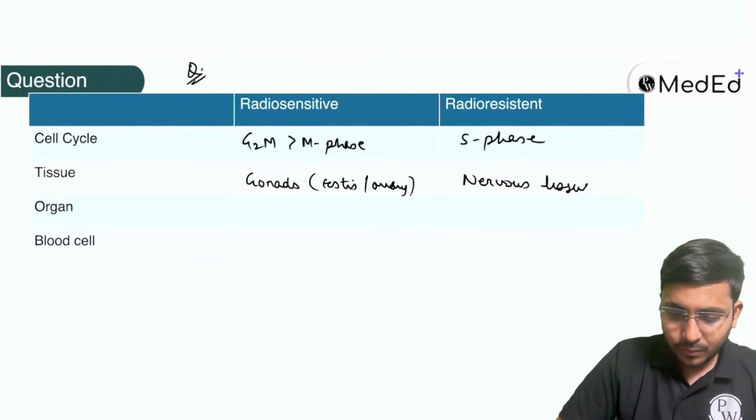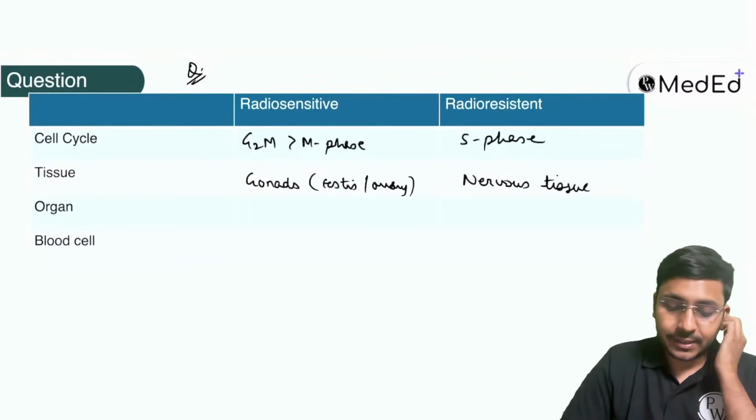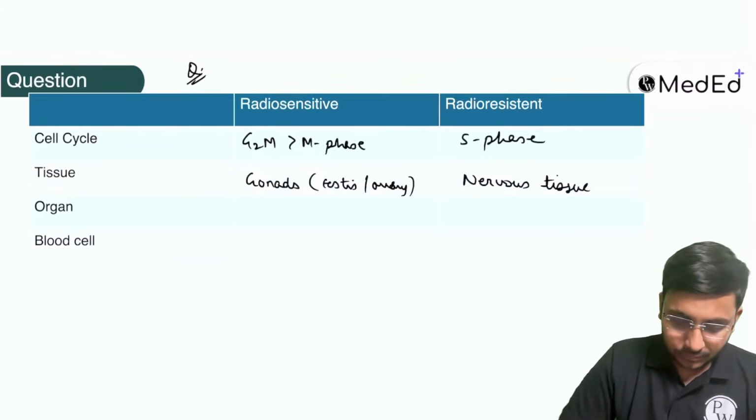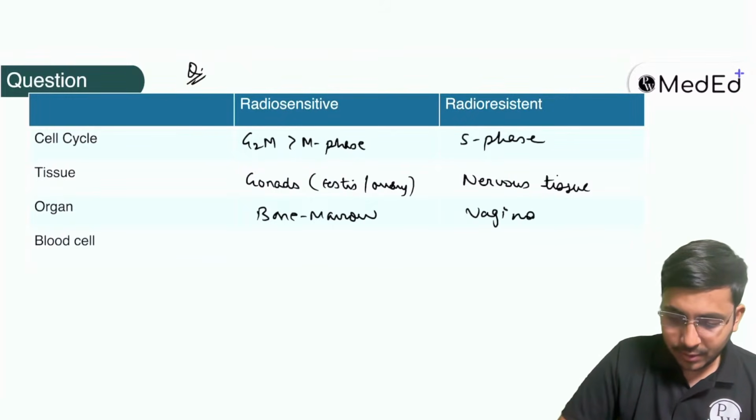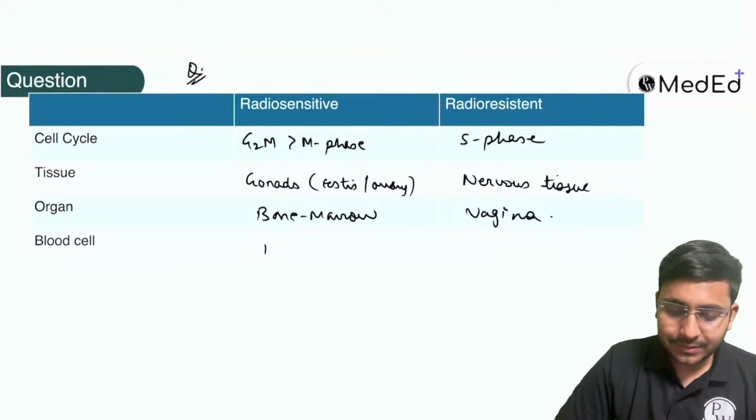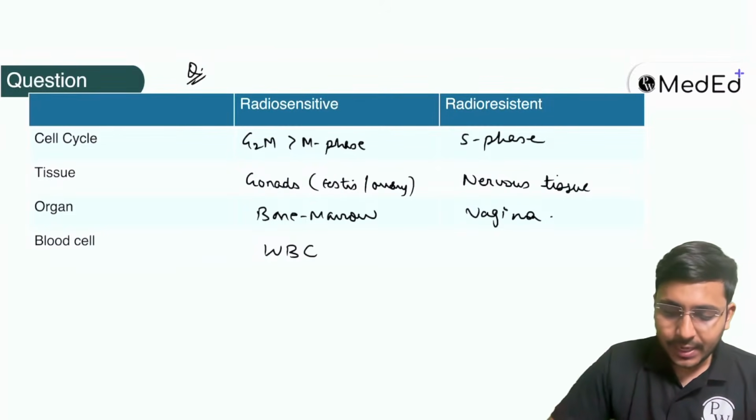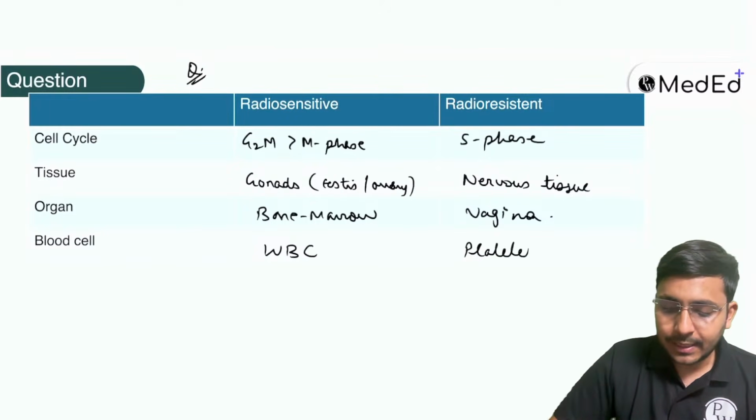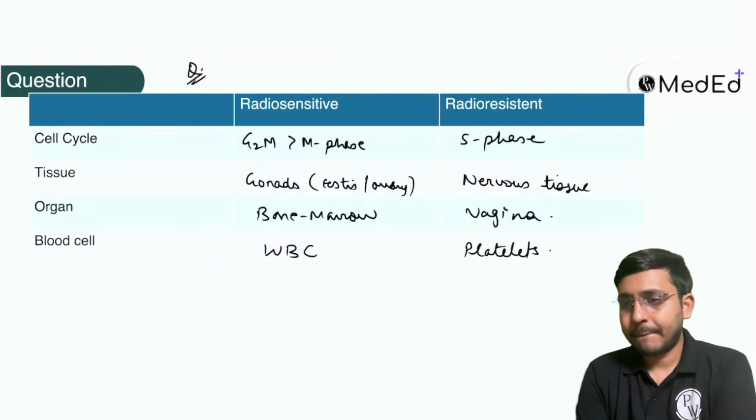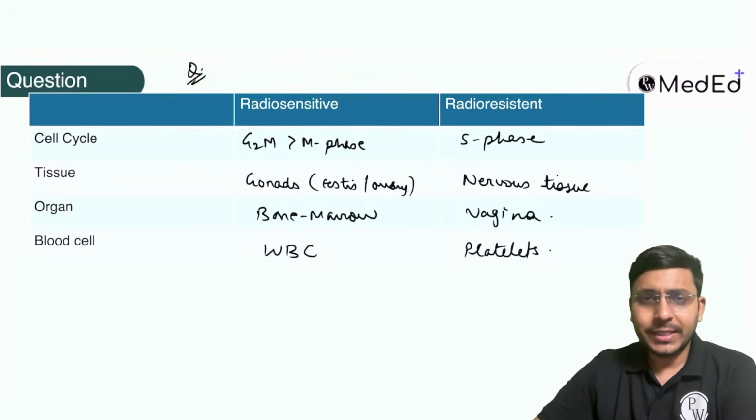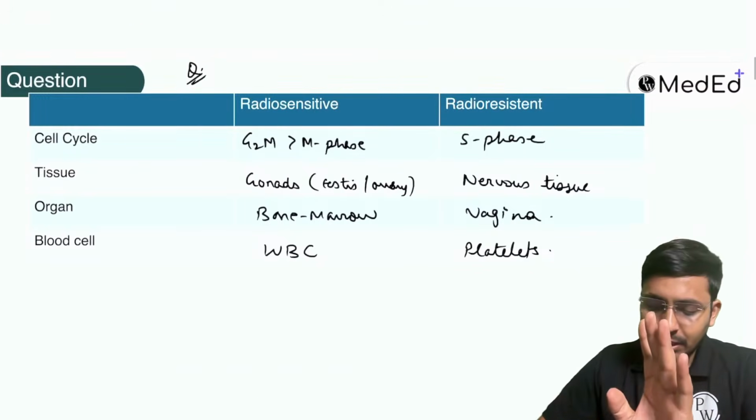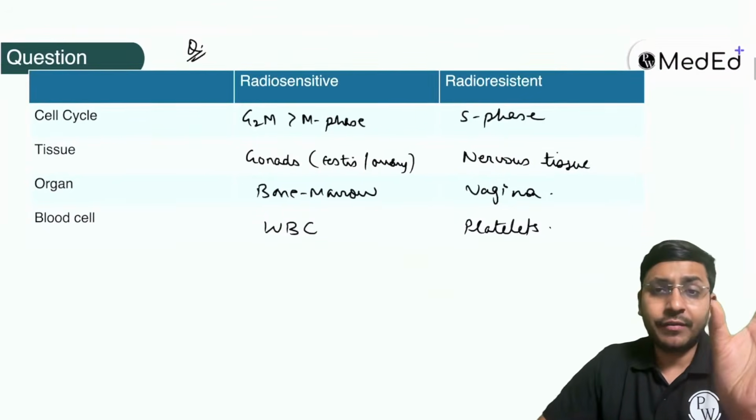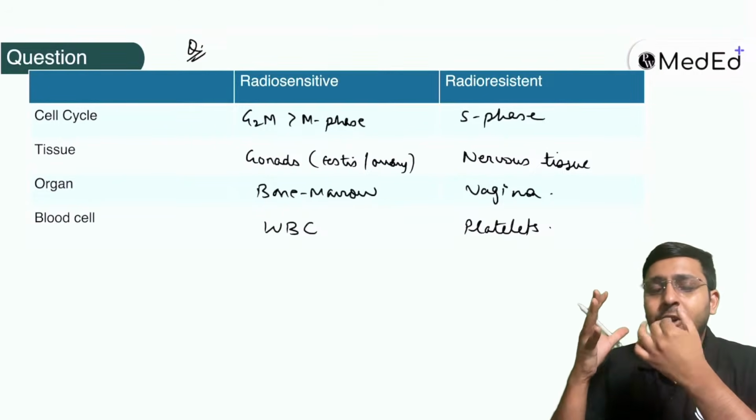Now, organ radiosensitive: bone marrow, and radioresistant is vagina. Blood cell sensitive: WBCs, and resistant: platelets. Okay, so easy, very important table. All of you know this table. One question will definitely come from this. So keep this very handy in your revision notebook, your phone library.